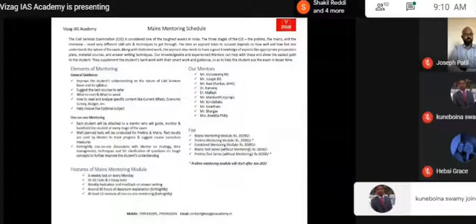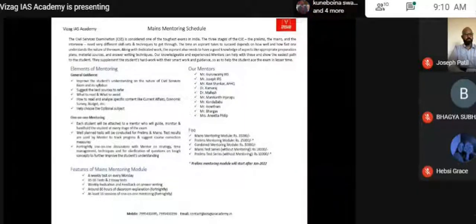Today's guest speaker for this session is Mr. Joseph. He is one of our course advisors at Vizag IAS Academy. Mr. Joseph is an IRS officer and is currently working as Deputy Commissioner Customs. He has done his Masters in Development Economics from University of Cambridge. And in this session, Mr. Joseph will give an overview of how to approach economy for UPSC mains. So over to you, Joe.